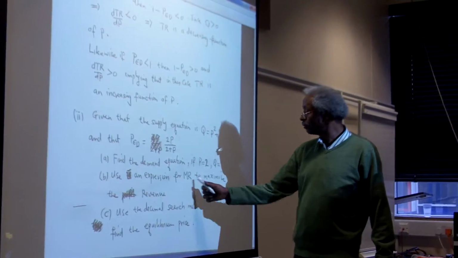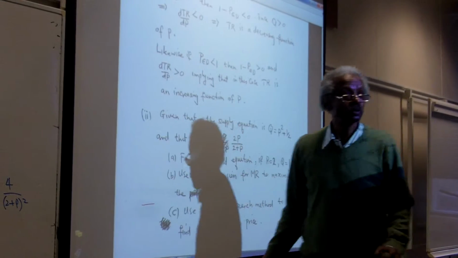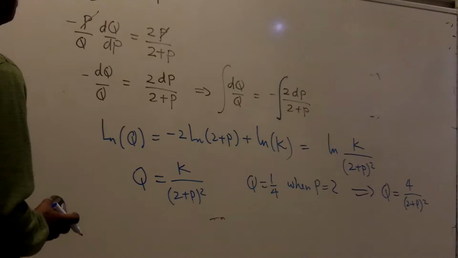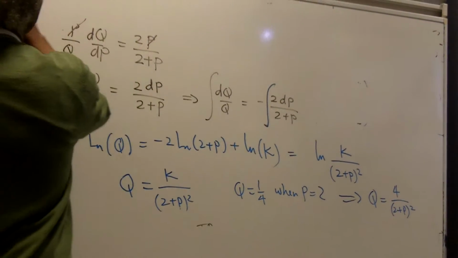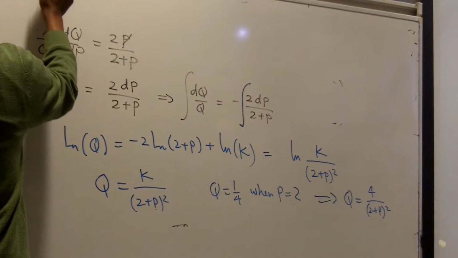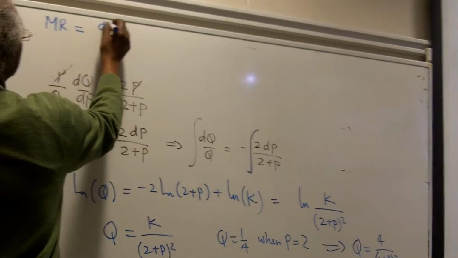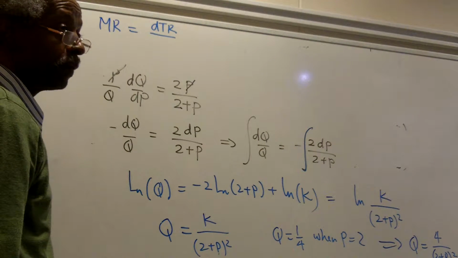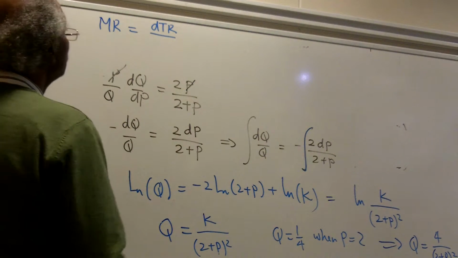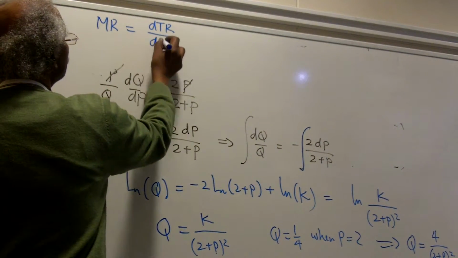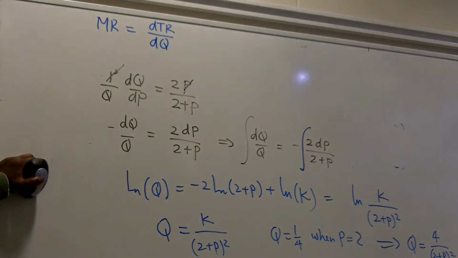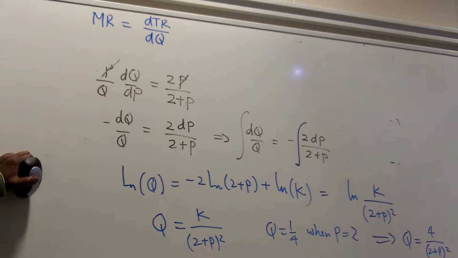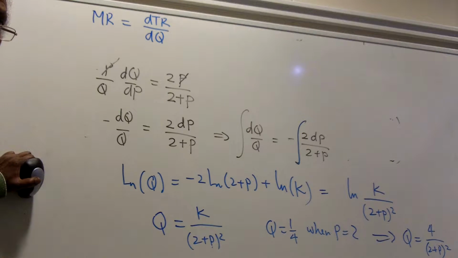Use the expression for MR to maximize the revenue. So I'm going to clean this now. MR, marginal revenue, is the change in revenue by the change in quantity. So dTR by dQ. That's a derivative defining the marginal revenue.